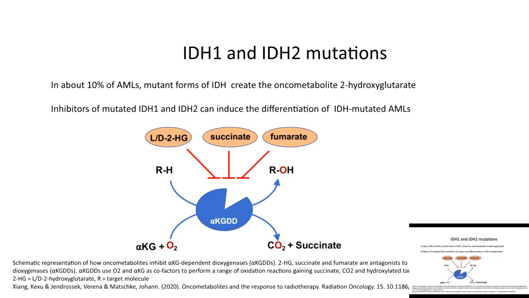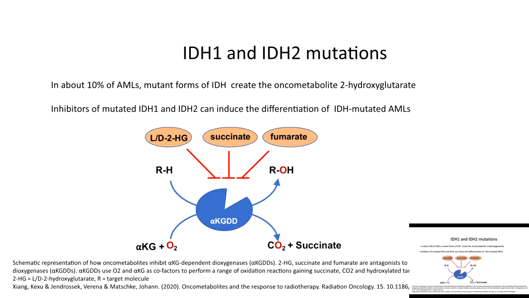Besides these mutations, there is also the IDH1 and the IDH2 mutations. What do these mutations do? They basically create the oncometabolite 2-hydroxyglutarate. 2-hydroxyglutarate inhibits some of the dioxygenases, and inhibition of these dioxygenases leads to the malignancies.